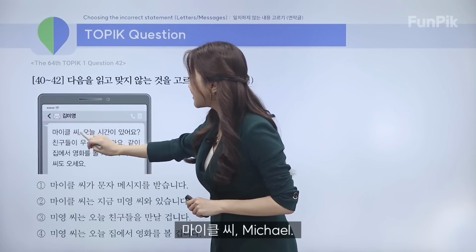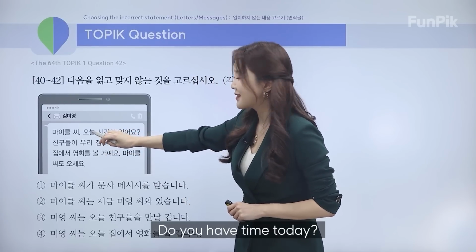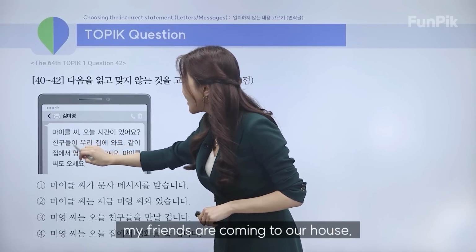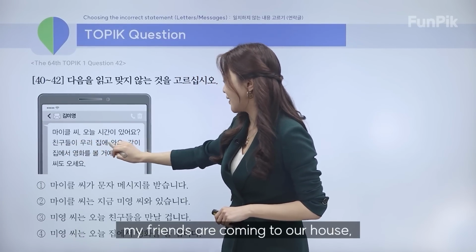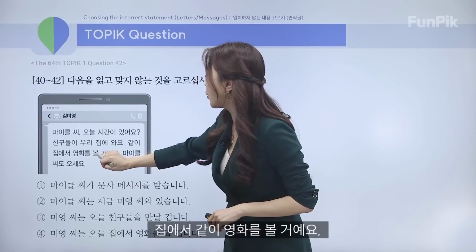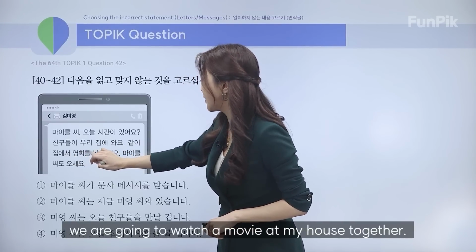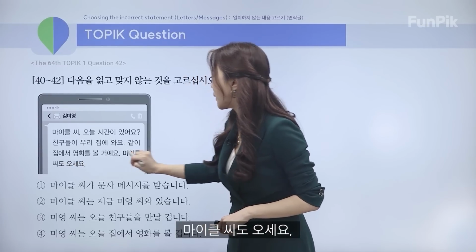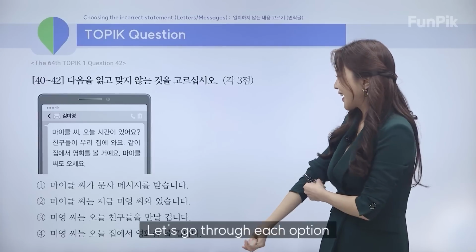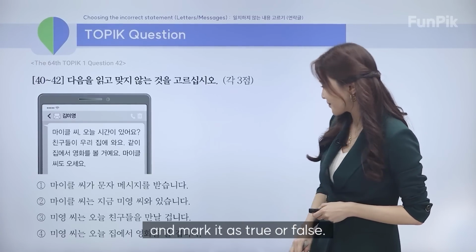Let's read it. 마이클 씨, 오늘 시간이 있어요? Do you have time today? 친구들이 우리 집에 와요. My friends are coming to our house. So my friends are coming over to my house. 같이, together, 집에서 영화를 볼 거예요. Together, at the house, we're going to watch a movie. 마이클 씨도 오세요. Michael, come as well. So it's an invitation.